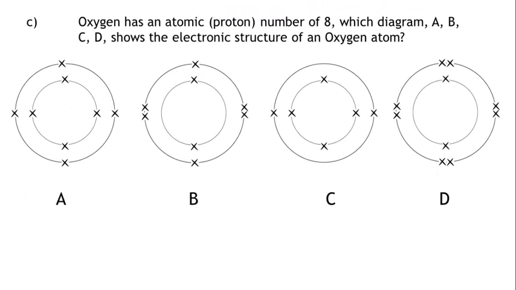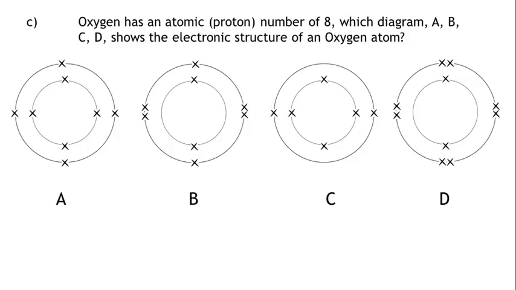Part C. Oxygen has an atomic number, or proton number, of 8. Which diagram, A, B, C or D, shows the electronic structure of an oxygen atom?